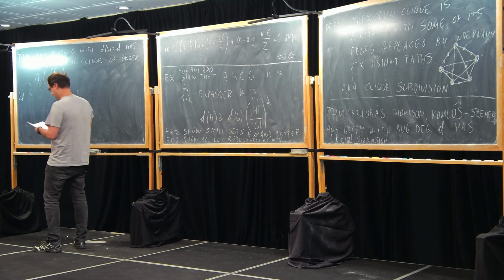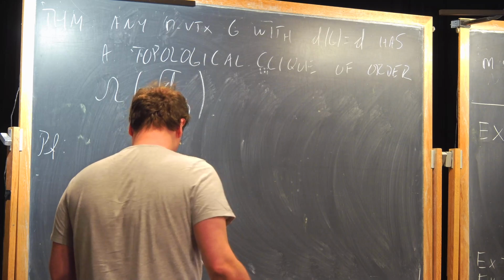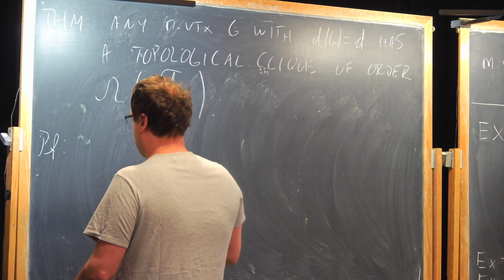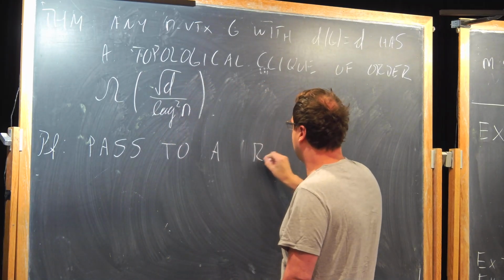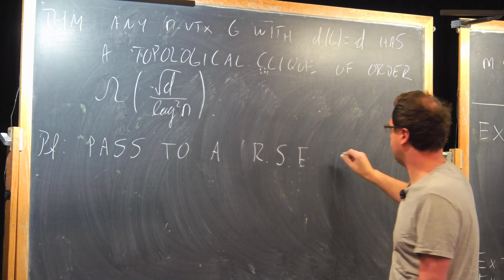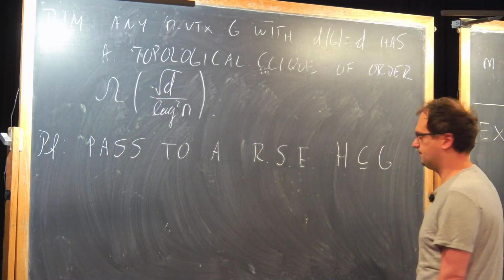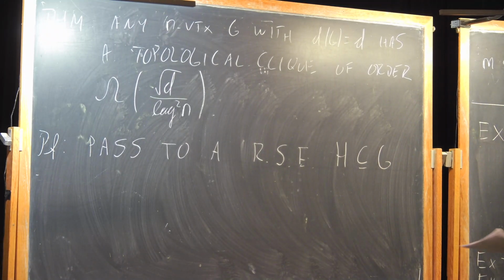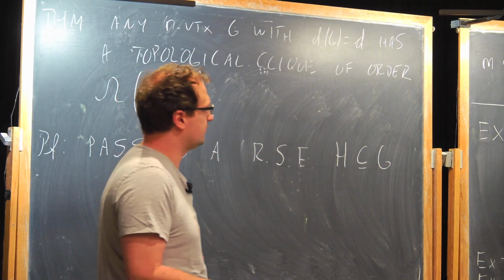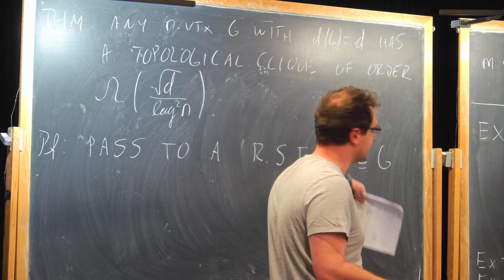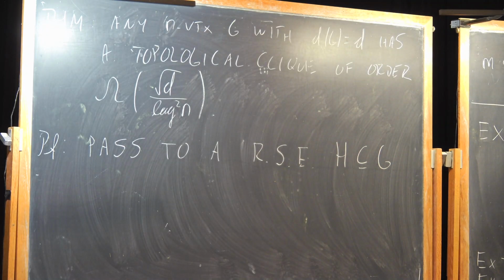Yes, very good. So proof: pass to a robust sublinear expander H, a subgraph of G, right? And also observe one thing that I forgot to say, which is actually quite easy from the definition, is that these robust sublinear expanders have a minimum degree condition as well. So if you expand a single vertex set in the definition, then epsilon is just 1.